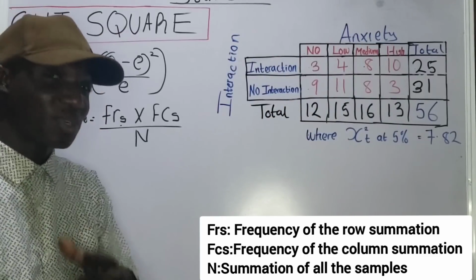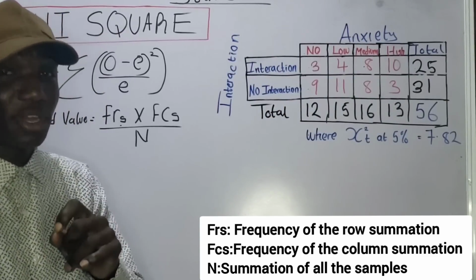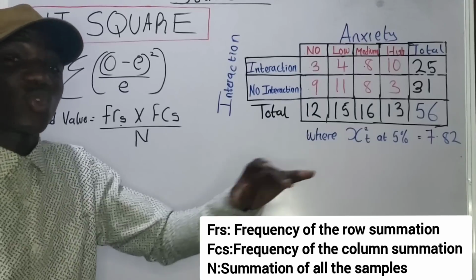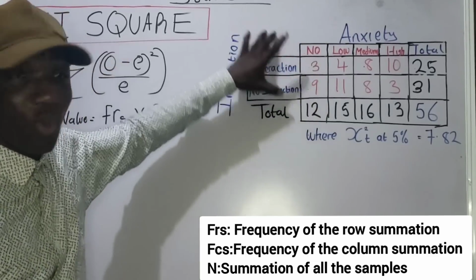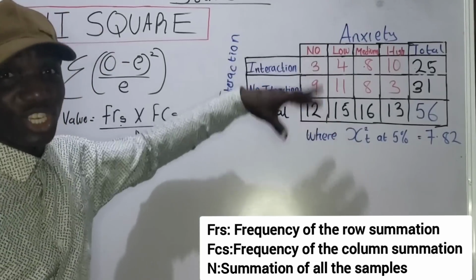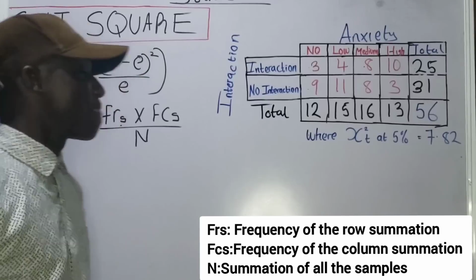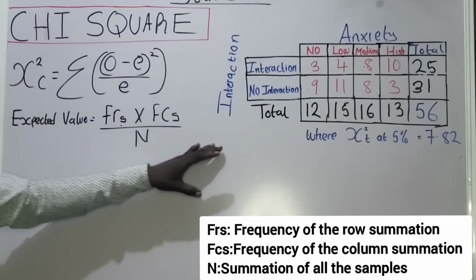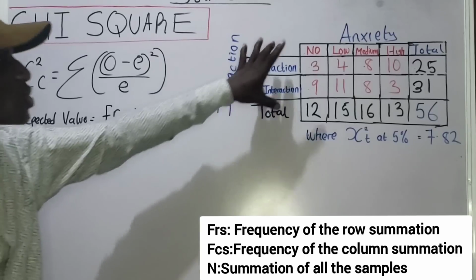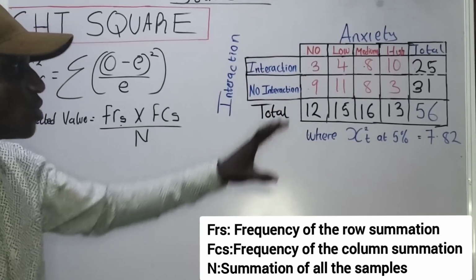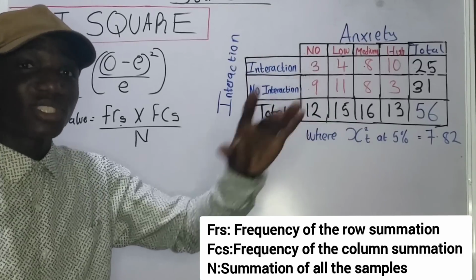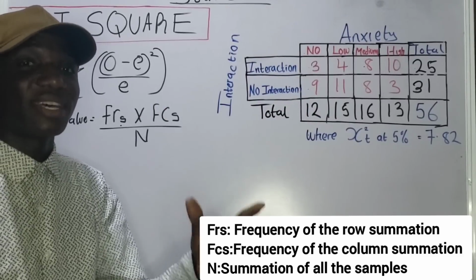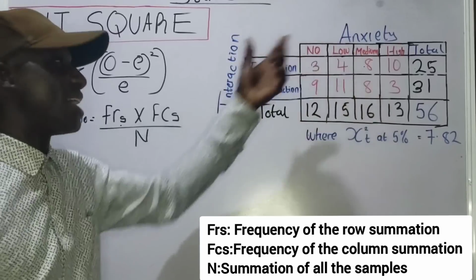You understand? I just bring that up so that you have to understand the basic concept that we discussed in our previous class so that you will know all the rudiments that associate with this topic. Okay? So, the expected value is given by this formula. Now, this contingency table is a table that shows the relationship that exists between anxiety and interaction.